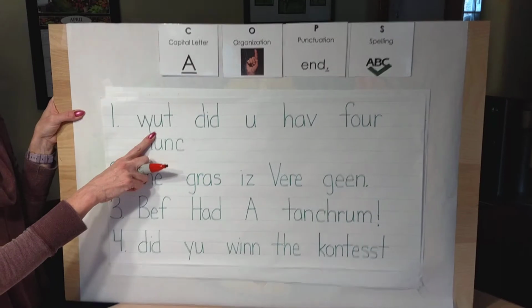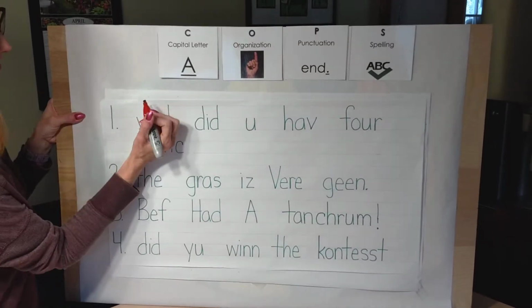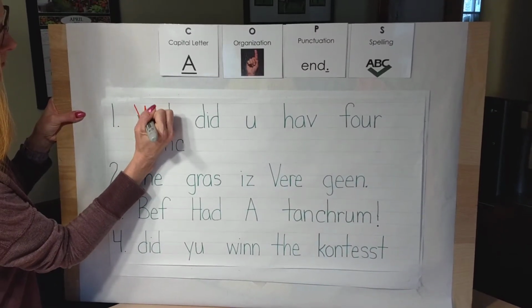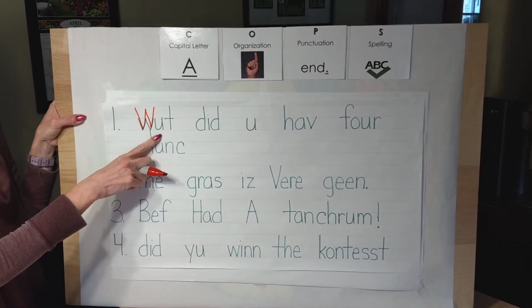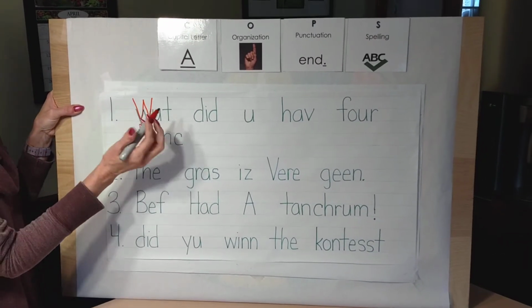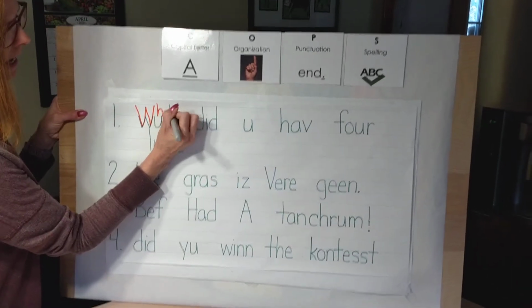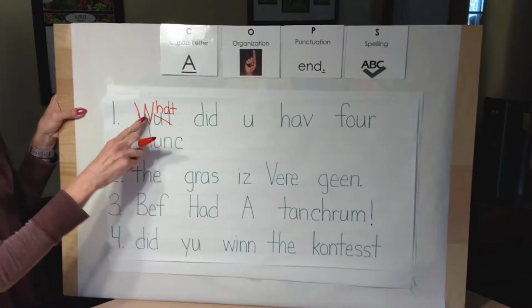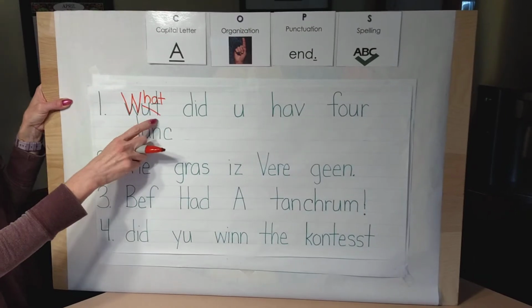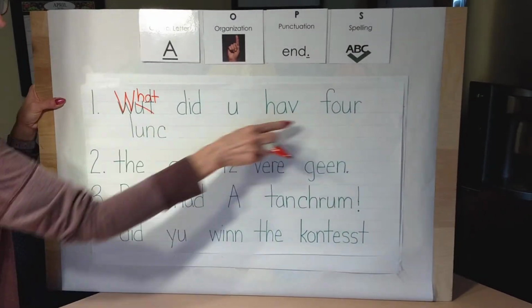I see some things wrong with that. We need a capital letter at the beginning of our sentence. But that's not how we spell the word what. Think about that sight word. It's actually W-H-A-T for what. That's a really tricky one. What did you have for lunch?